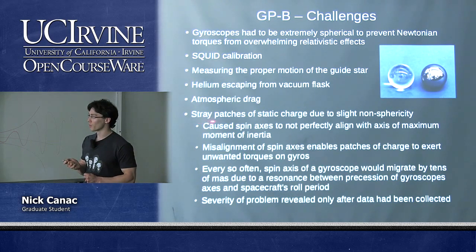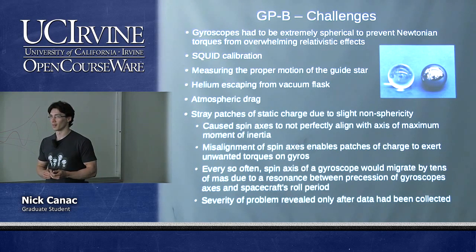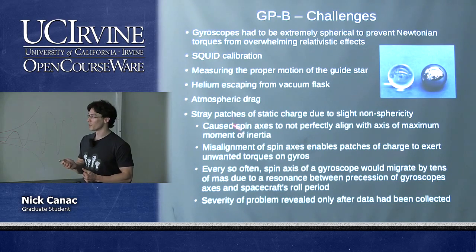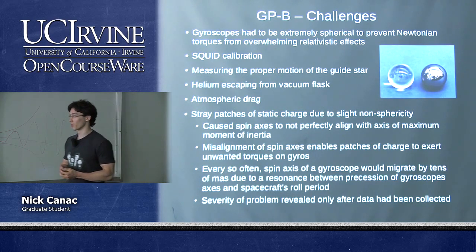So the biggest problem that they encountered, which they sort of anticipated, but they didn't correctly anticipate how much it would affect things, was that because the gyroscopes were not perfectly spherical, they got patches of charge, which caused the spin axes to not be perfectly aligned with the moment of inertia axis. And that misalignment caused there to be unwanted torques.